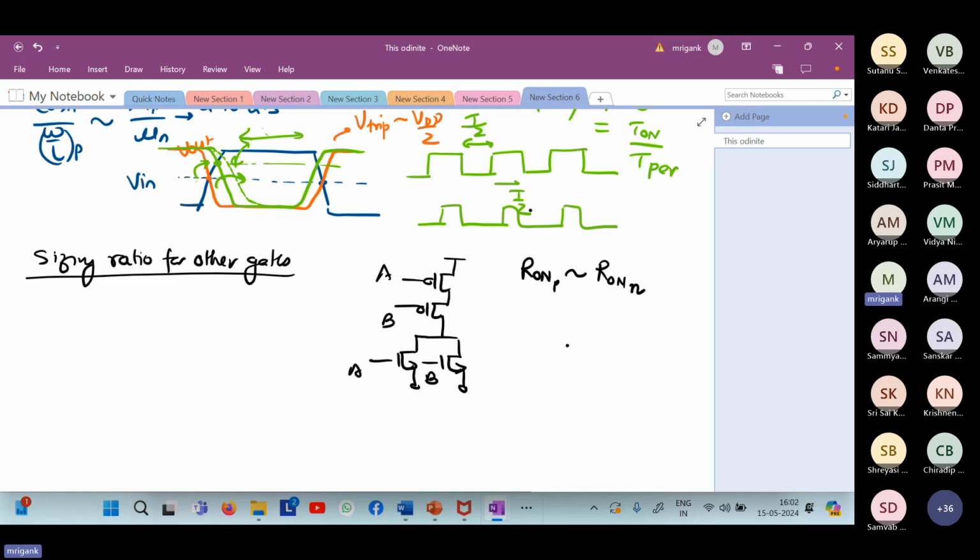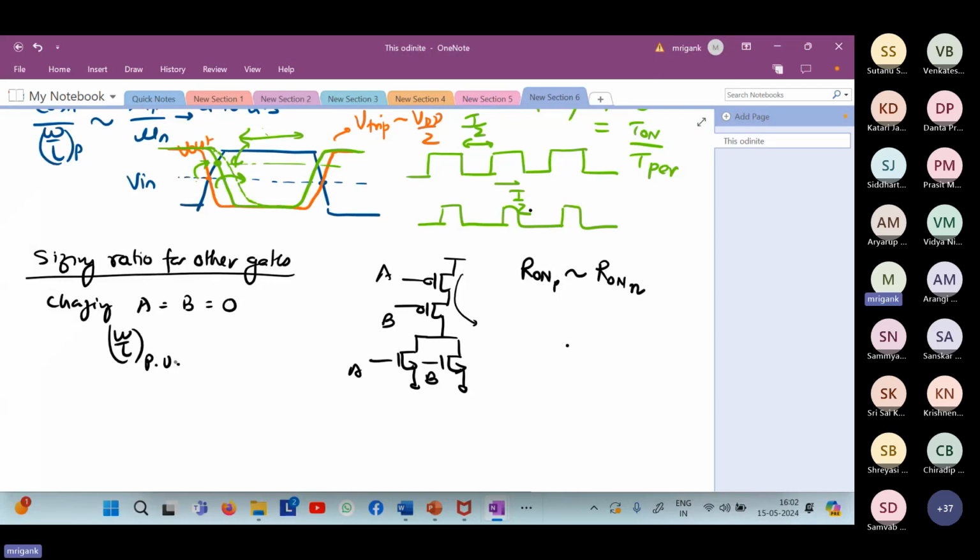So here we will look at the worst case scenario. Worst case scenario means for the upper path, charging will anyway happen only when both PMOS are on, otherwise it will not charge. So for the upper path, there is only one condition, charging case A equal to B equal to 0. If both of them are 0, then only it will charge, the NOR gate. And in that case, the overall effective W by L of the upper MOSFETs will be what? W by L pull up.